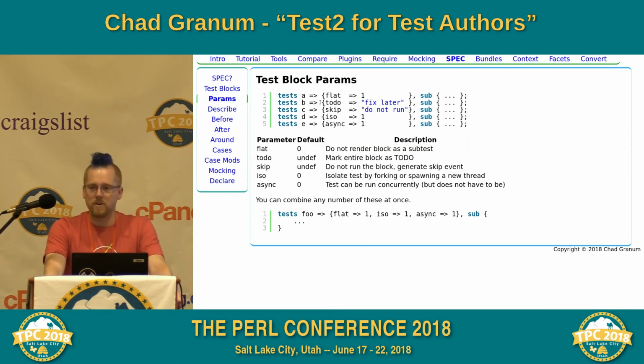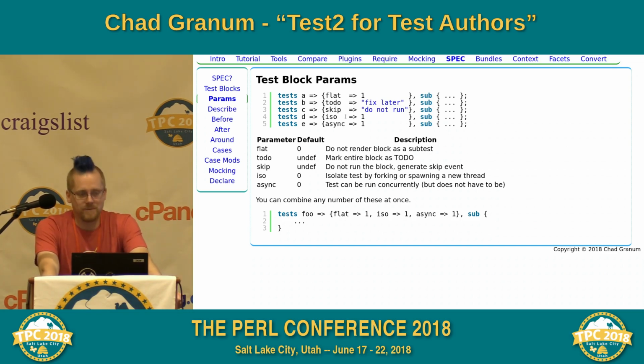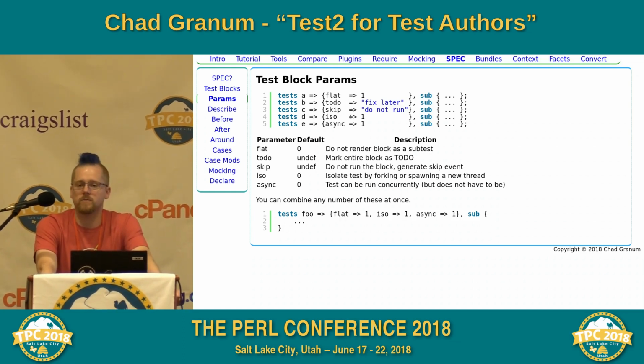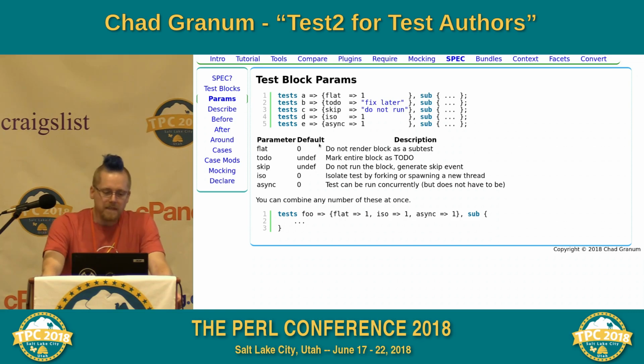So params, there's a few params you can pass into these test blocks. Flat, which means it won't actually render as a subtest. They'll all render inline. Todo, skip, we covered. Iso, this one's one of my favorites. It means isolate this subtest, which means on a system that supports true forking, it will fork before running that subtest and then exit when it's done, so that nothing you do in that subtest will affect the parent process. On a system that only has threading, it will use threading to accomplish the same thing. Though I think you have to ask for that now because it was just too buggy, Perl threads, you know.